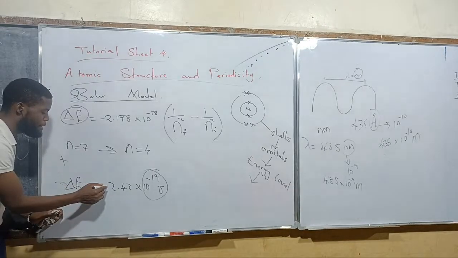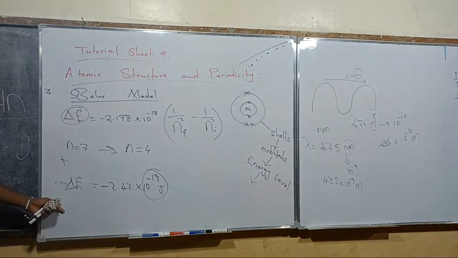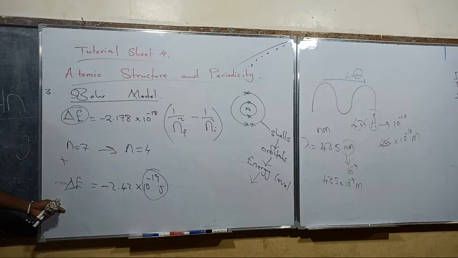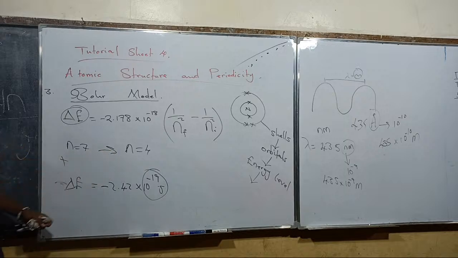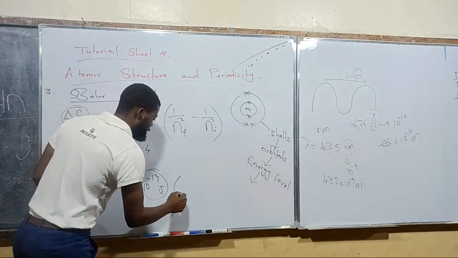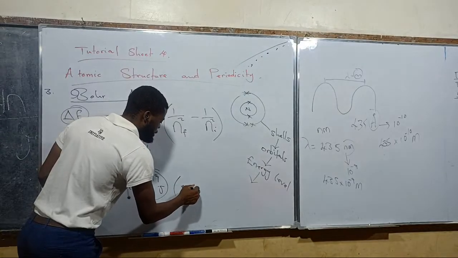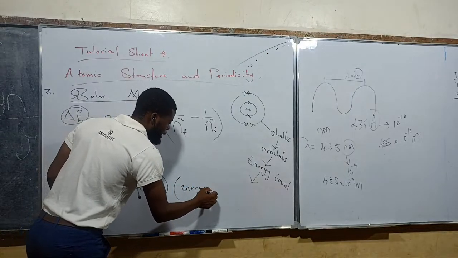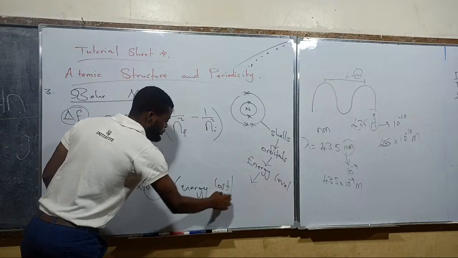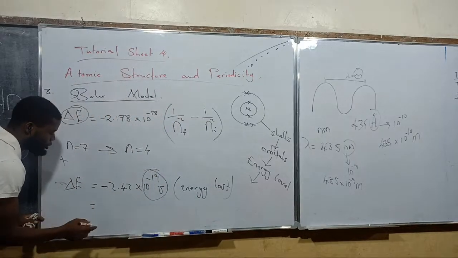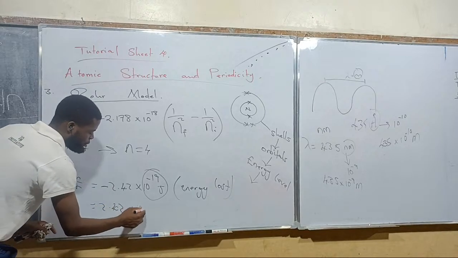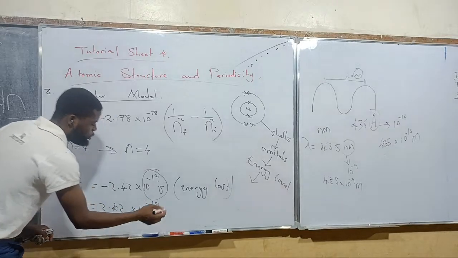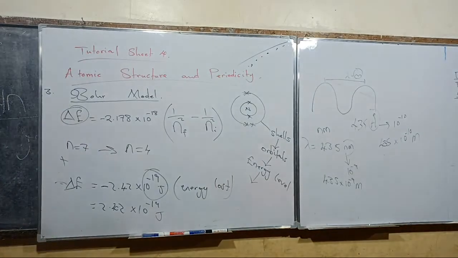So what happens when you do get a negative? You need to keep in mind that you do not have negative energy. Energy is only negative to indicate that an electron is moving from a higher energy level to a lower energy level. So when you get a negative, just say energy has been lost. And then you just drop the negative, it becomes 2.42 times 10 to the power negative 19 joules. Okay, like that.